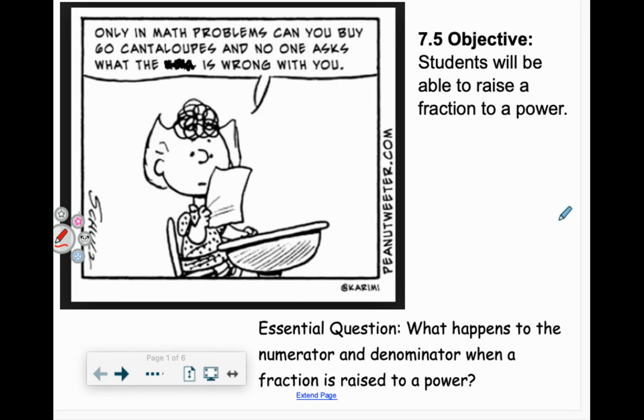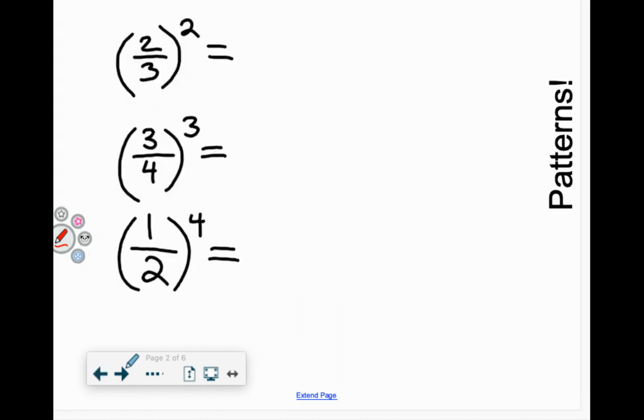So 7.5. To start, we're going to do some review and try to find a pattern. Looking at this first one, we have 2/3 raised to a power, squared. This is telling us to write it twice. So I'm going to do 2/3 times 2/3. When we multiply fractions, we just multiply across. 2 times 2 is 4, 3 times 3 gives us 9.